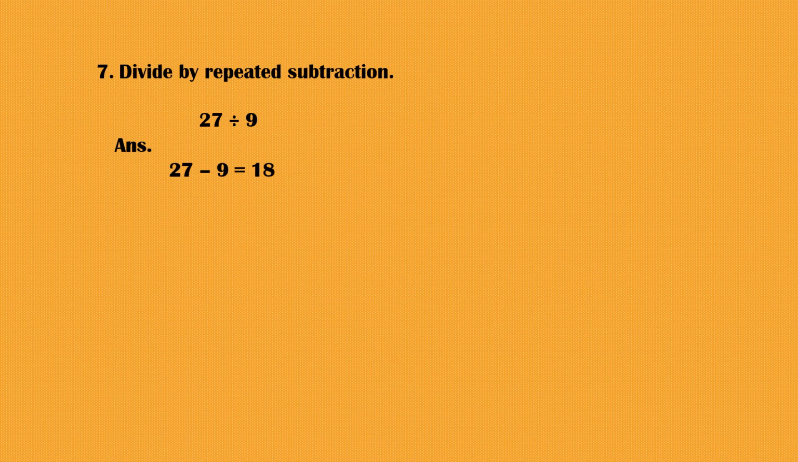Now 27 minus 9. You will get 18. Now again from 18 you just subtract 9. So you will get 9. Then again you subtract 9. 9 minus 9 you will get 0. So how many steps are here, children? 18, 9 and 0. There are 3 steps. So you will write 27 divided by 9 is equal to 3. As you know, 3 9s are 27 or 9 3s are 27. Now you have to subtract until you get 0. You have to keep on subtracting. In this way you have to do repeated subtraction.